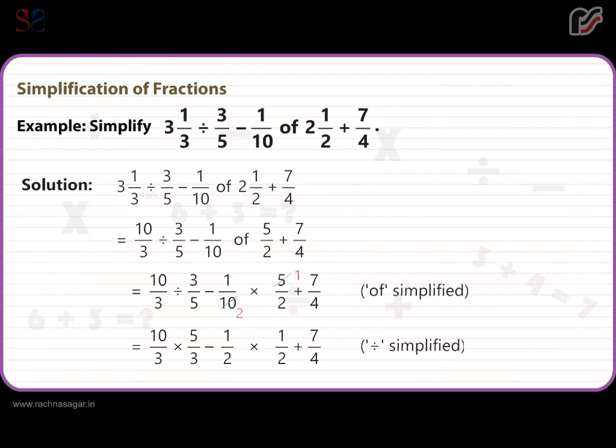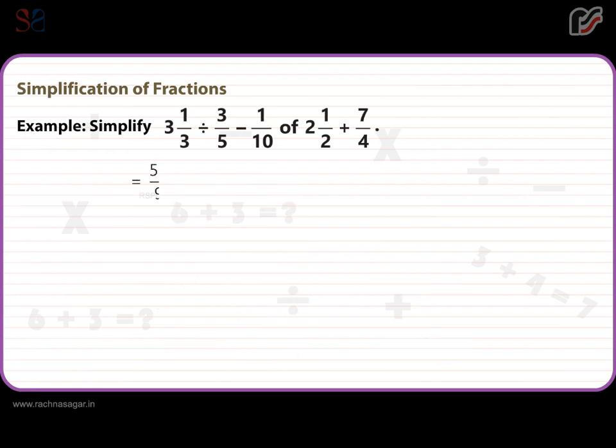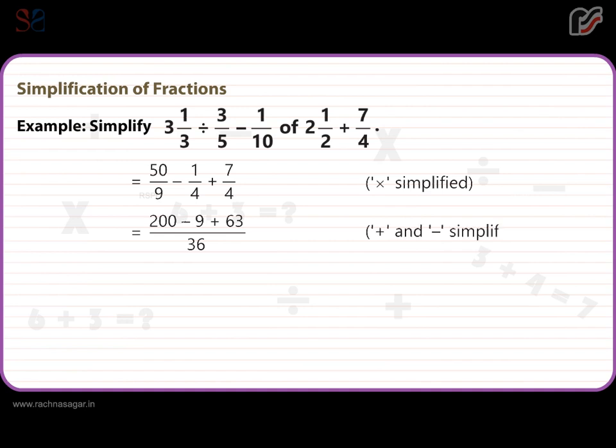Division simplified is equal to 50/9 minus 1/4 plus 7/4. Multiplication simplified is equal to 200 minus 9 plus 63 by 36. Addition and subtraction simplified is equal to 254/36, which is equal to 7 1/18.